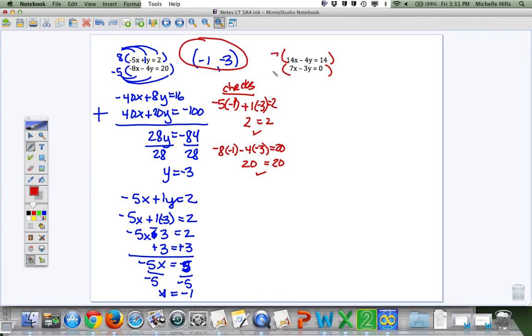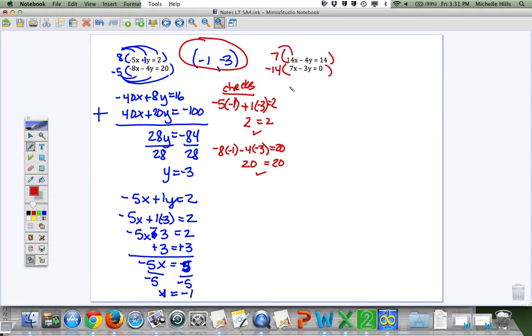14 and 7, flip them, 7 and 14. Check the signs. This would be positive 14x. This would also be positive 14x. So I'm going to multiply 1 by a negative. No, not 14. This is going to be negative 98x. I'm sorry, this is going to be positive 98x.